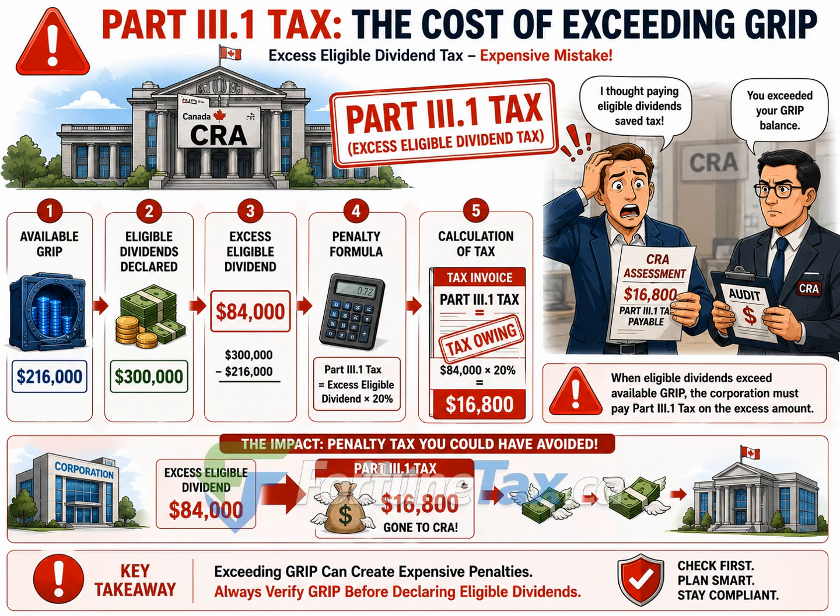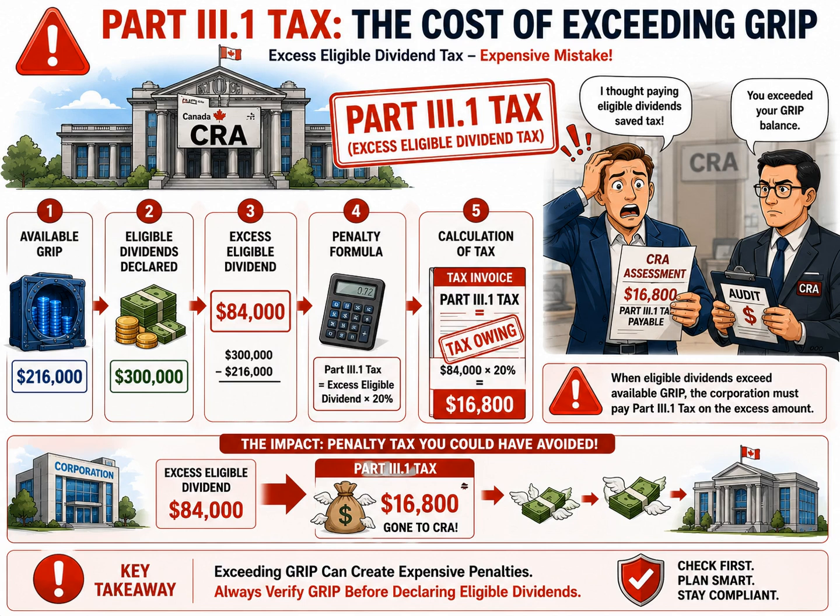Money that could have remained inside the business is lost because the GRIP balance was not checked before the dividend was declared. And this brings us to the most important lesson of this slide. Part III.1 tax is completely avoidable. The penalty only arises when eligible dividends exceed available GRIP. That's why professional tax advisors always verify the GRIP balance before declaring eligible dividends. A quick review of Schedule 53 can prevent a very expensive mistake.